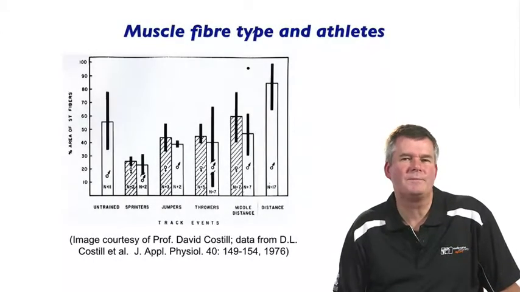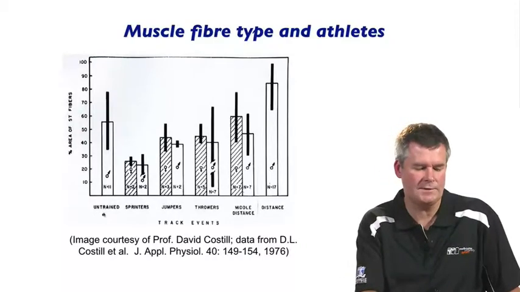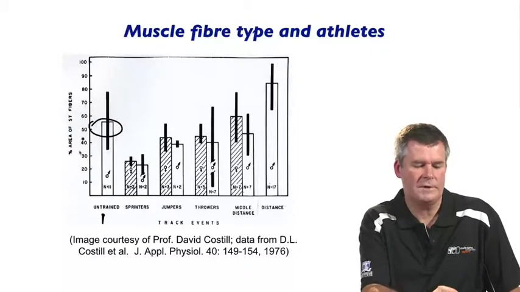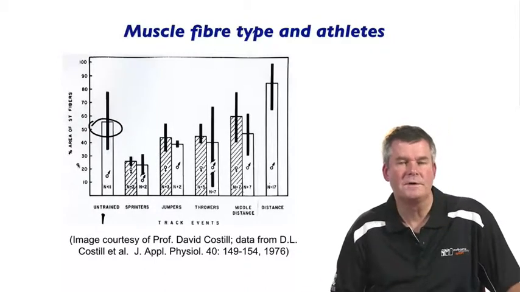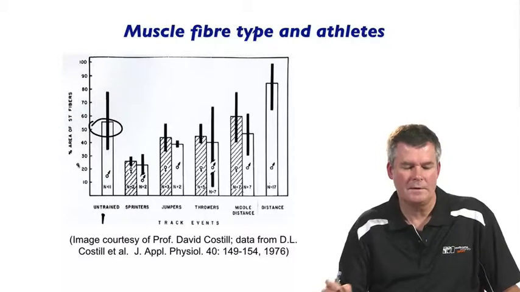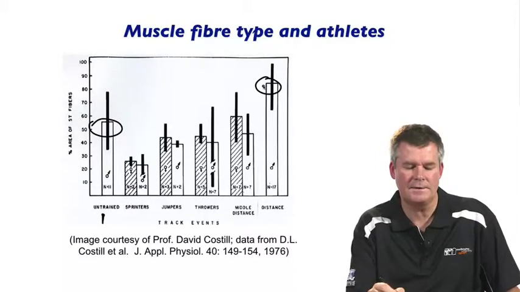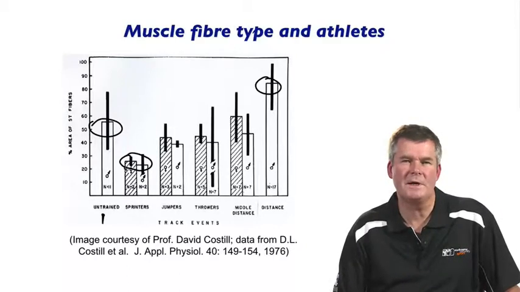If you look at fibre type distribution in various athletic groups, and this has been done by a number of investigators in the sort of early to mid-70s, you can see this fibre type distribution. So in untrained subjects, roughly 50% or so of slow twitch fibres. This is higher in the endurance athletes, but lower in the sprinters. So the sprinters have many more fast twitch fibres, and the endurance athletes have many more slow twitch fibres.